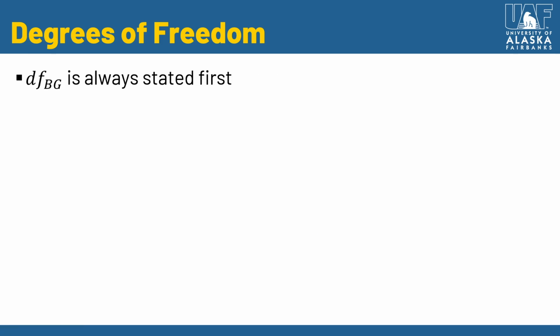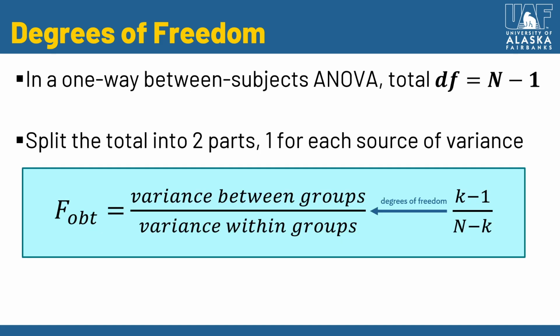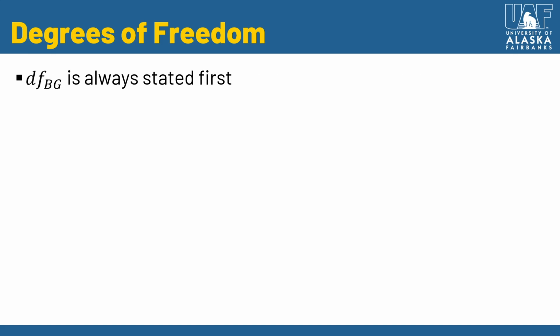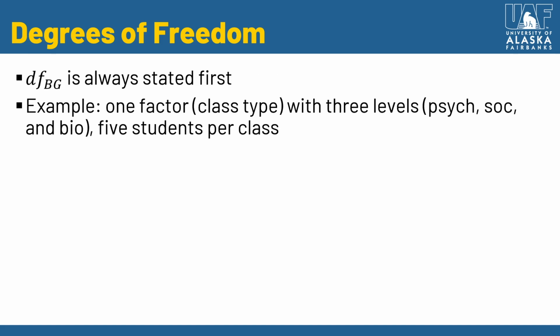And so when we report F statistics, we report these two degrees of freedom, right, between groups and within groups. And we always state DFBG first. So for example, if we did an analysis, just like what we talked about previously in one of the previous slides.